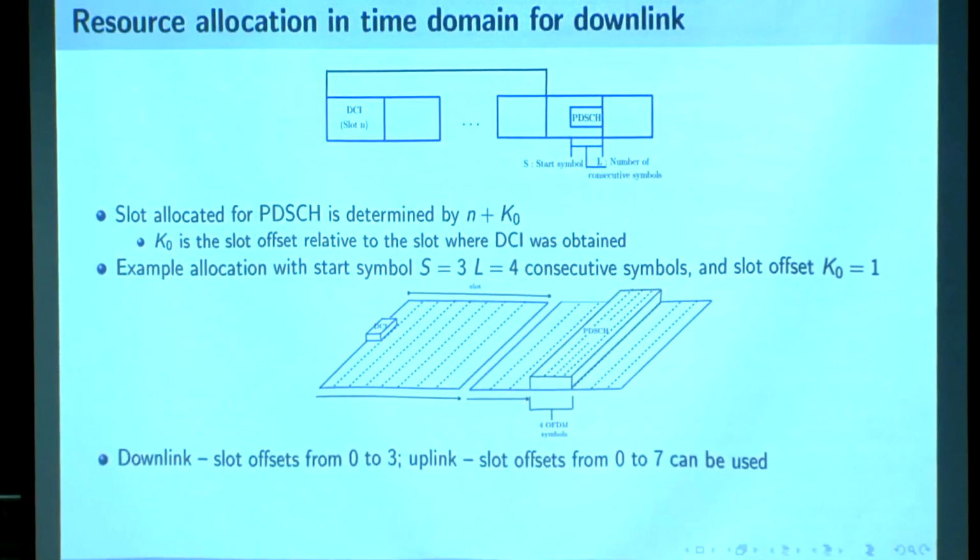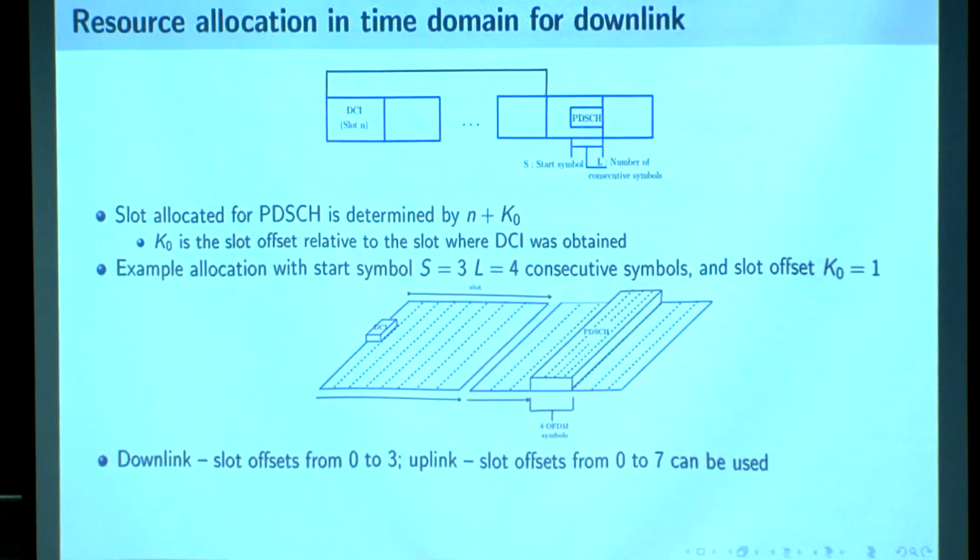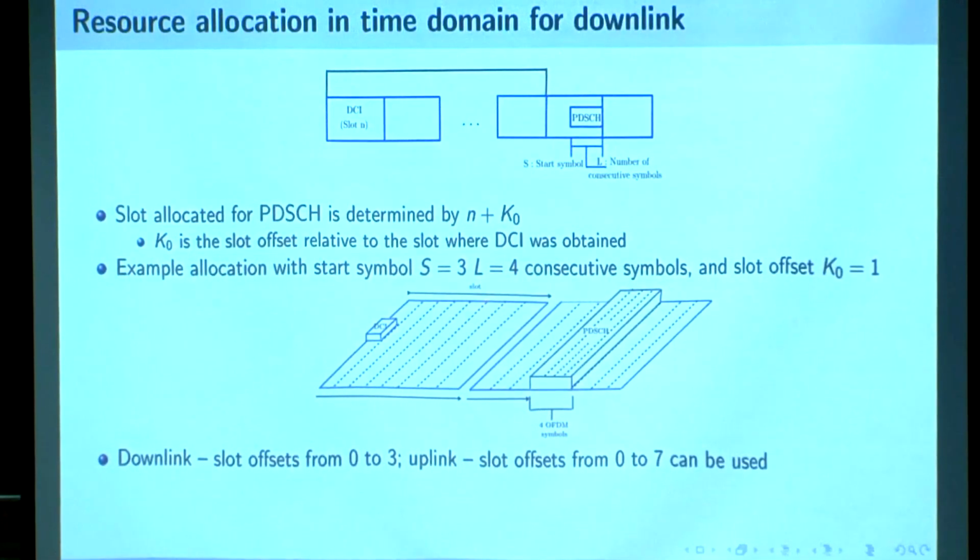So that's what it is. What are these values? There has to be some limit. There cannot be an infinite delay, and it cannot be very large, because then the user will keep waiting for its data. So this slot offset K0 can be from 0 to 3. If K0 is 0, what does that mean? Data will come in the same slot.